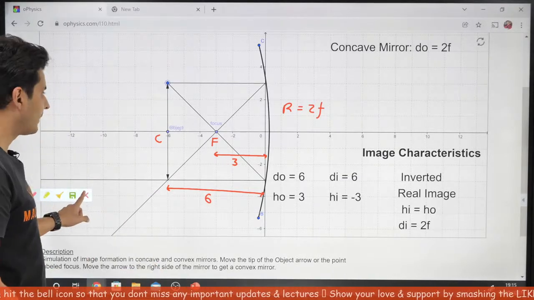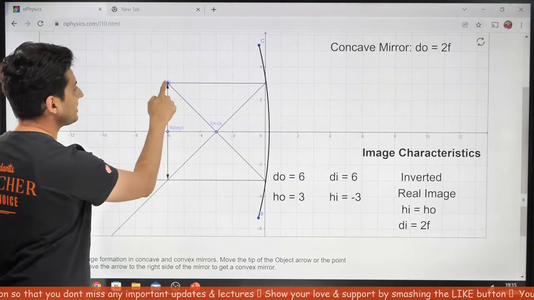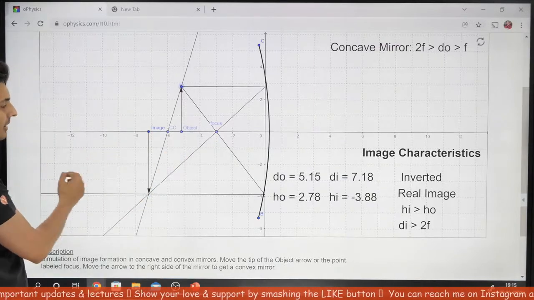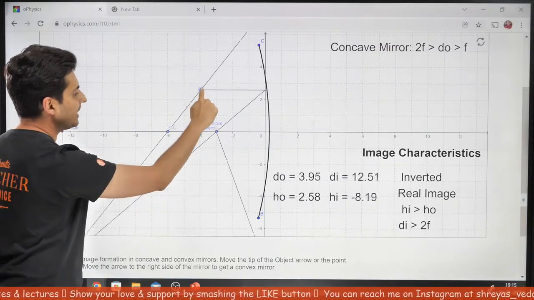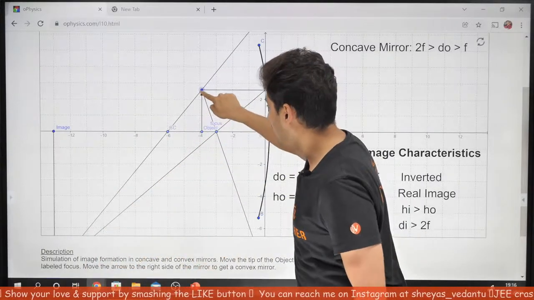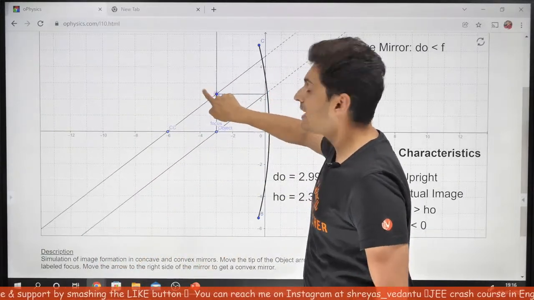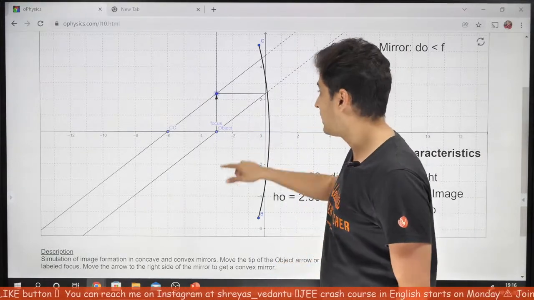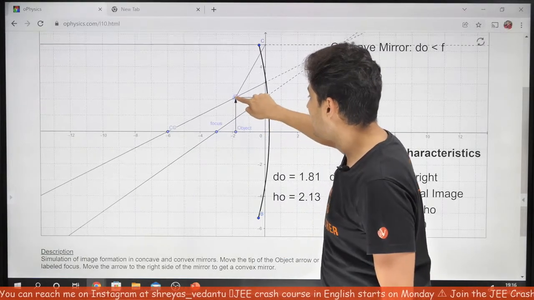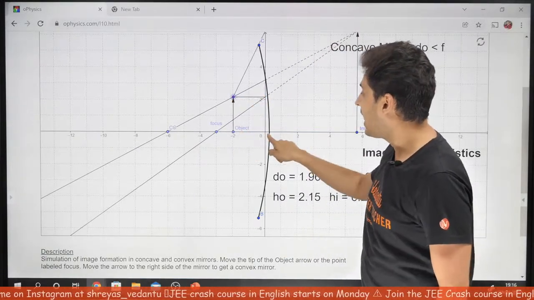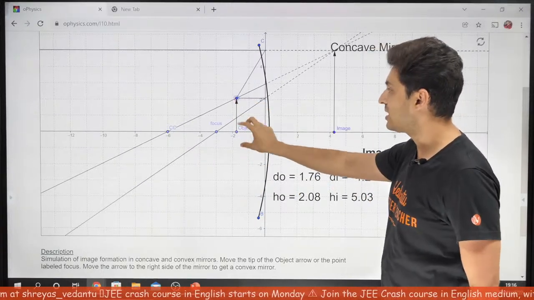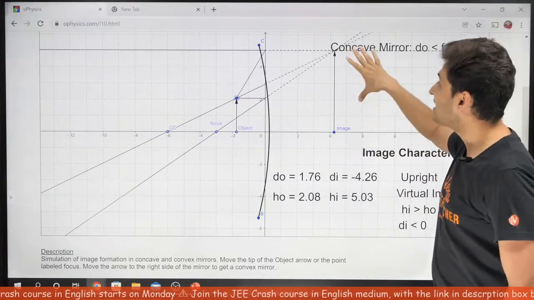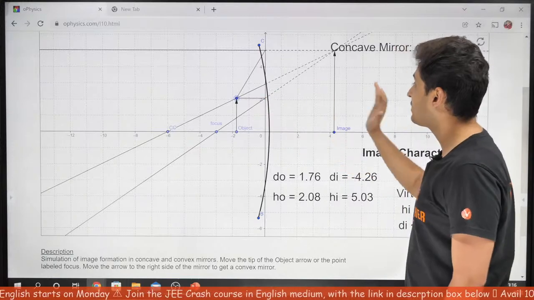All right, great, amazing. And you can see when you place the object somewhere in between the center and the focus, the image is formed here. It is enlarged, and as you place it on the focus, you will see the image will be formed at infinity. There is a very special case over here when you place the object between the focus and the pole. Do you see that special situation when the object is here? Look at where the image is formed. This special case is where the image is erect and it is virtual because it is on this side.